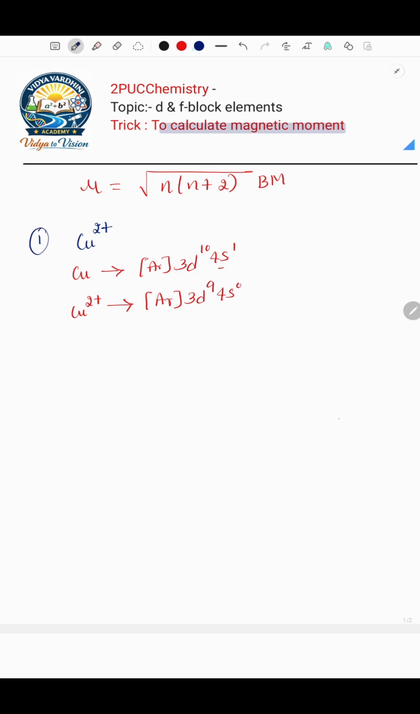Now when we are taking 3d9, the d orbital consists of 5 degenerate orbitals. In that, we have to fill each orbital first with one electron. This is according to Hund's rule. We have to fill the electrons first in each of the orbitals, then only we pair them. D9 configuration leads to one unpaired electron. This unpaired electron is responsible for magnetic moment. Hence, the value of n is 1.